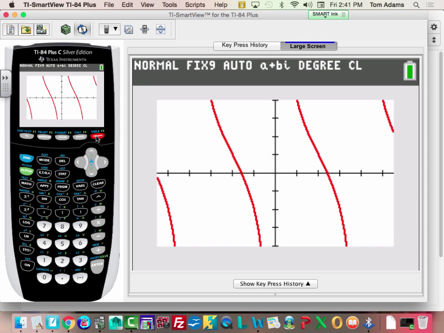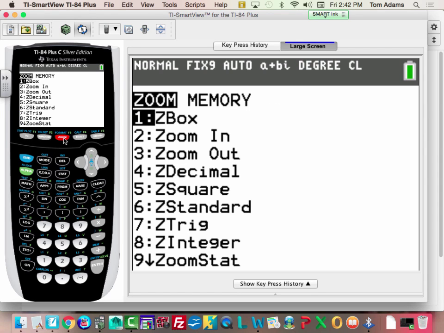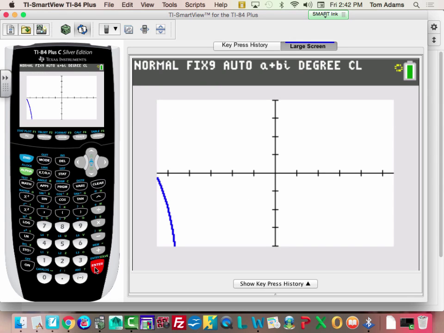Okay. So that's the same, but the blue one, we got something silly going on. So let's go back and look. Are you in radian or degree mode? I'm actually in degree mode. Because I'm in degree mode and mine's not graphing. You need to go to Zoom. Go to Zoom and hit 7, and that'll put it in trig mode.